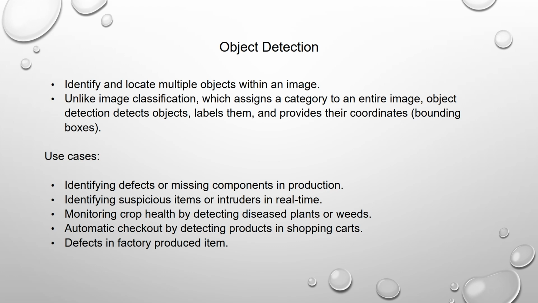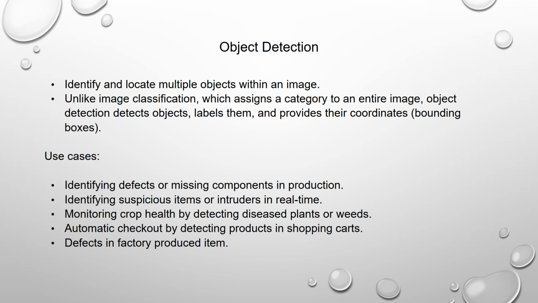Next is object detection. So it is to identify and locate multiple objects within an image. So in image classification, we are assigning a category to an entire image. But in object detection, it will detect objects, label them and provide their coordinates or bounding boxes. Now what are the use cases? Identifying defects or missing components in production.